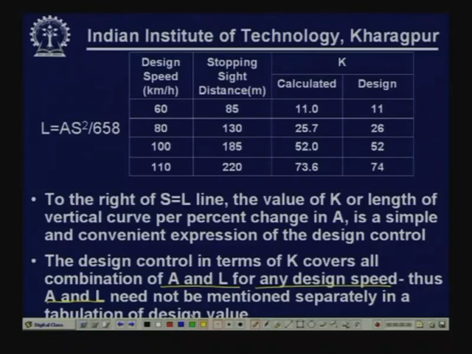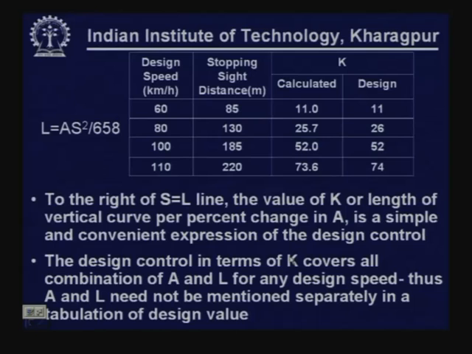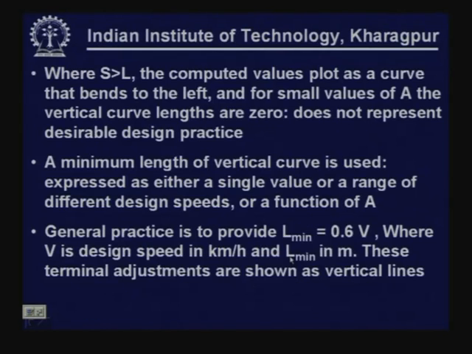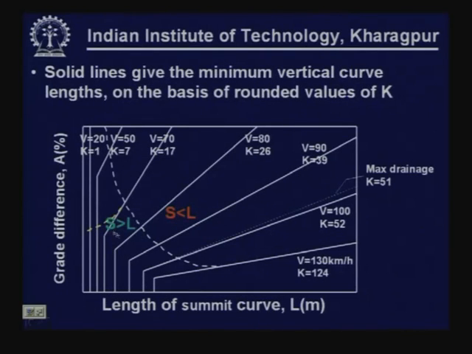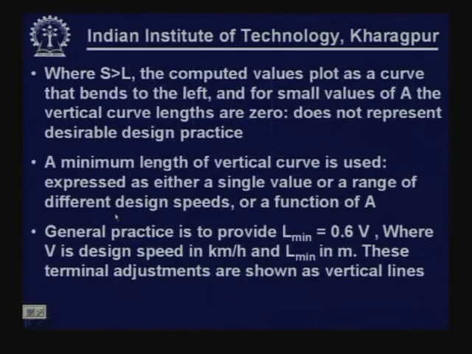Now, again, where S is greater than L, that is the left side of this dotted line which represents S equal to L. So, this is S equal to L, and essentially on this side we are talking about when S is greater than L. The computed values plot as a curve that bends to the left, and for small values of A, the vertical curve lengths are 0.